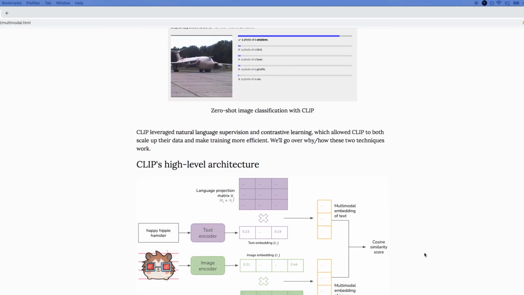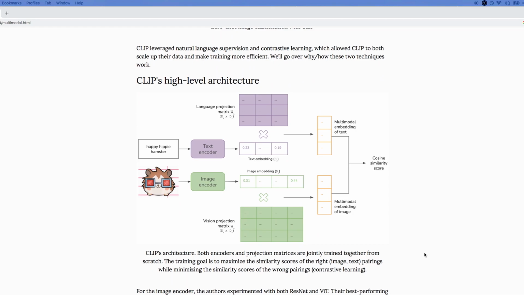CLIP leveraged natural language supervision and contrastive learning, which allowed CLIP to both scale up their data and make training more efficient. We'll go over why and how these two techniques work. CLIP's high-level architecture. Both encoders and projection matrices are jointly trained together from scratch. The training goal is to maximize the similarity scores of the right (image, text) pairings while minimizing the similarity scores of the wrong pairings. Contrastive learning.